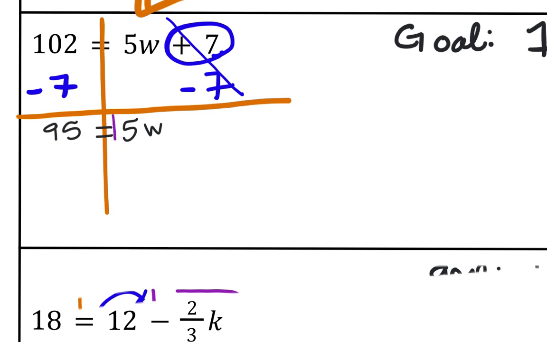Now we're going to undo the coefficient. The coefficient is the number that's multiplying the variable. So 5w, the coefficient is 5. This means 5 times w. The opposite of times w is dividing by 5. What I do on the side of the variable, I have to do on the other side.